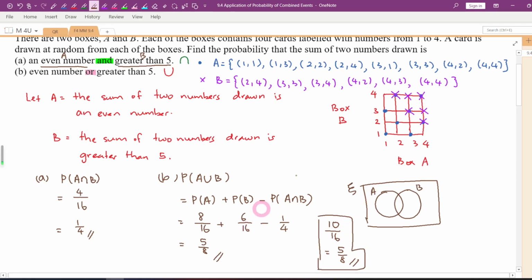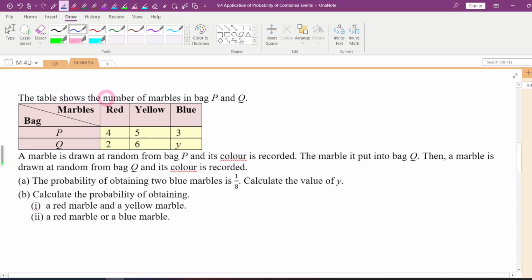Okay, now let's try one more example. The table shows the number of marbles in bag P and Q. A marble is drawn at random from bag P and its color is recorded. The marble is put into bag Q. What does this mean? It means that after picking one marble from bag P, the marble that you have picked will be put inside bag Q. Then a marble is drawn at random from bag Q and its color is recorded.